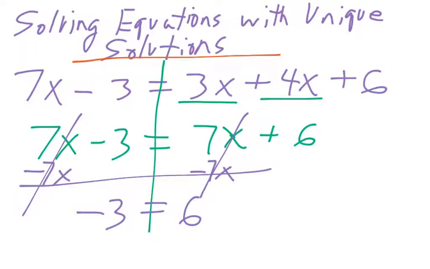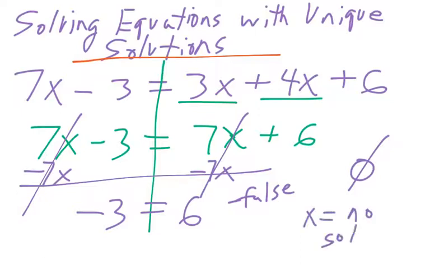So what do we do now? Well, we can't finish solving it. What this tells us is, if the variables cancel and we're left with a false statement, that means the answer is what's called no solution. That's a symbol for empty set, okay? You could also write the words no solution. Either one is fine. A lot of people like this symbol because it's cool to make.